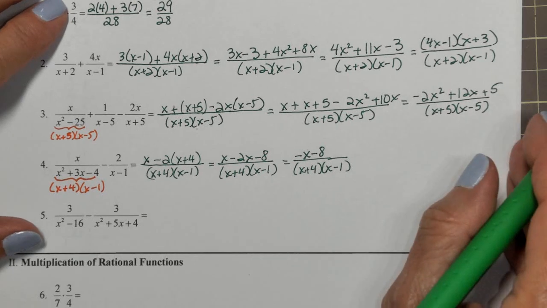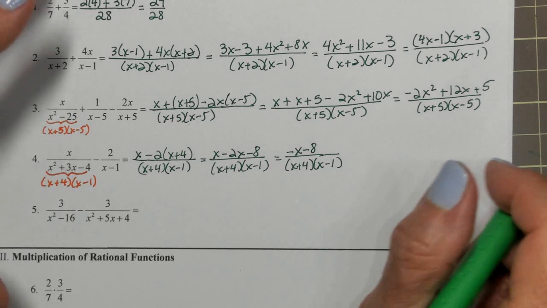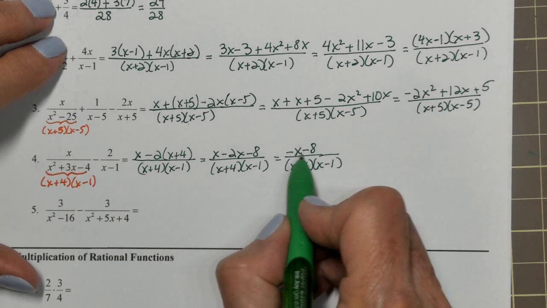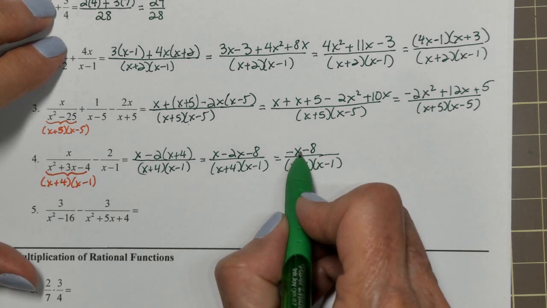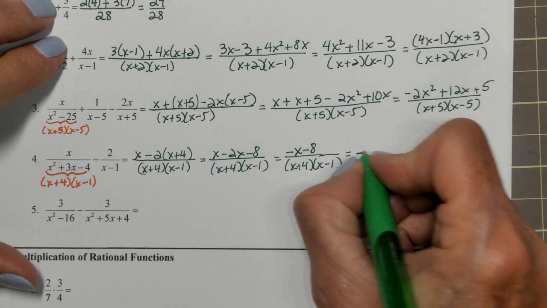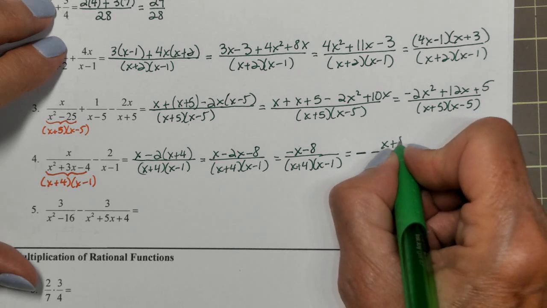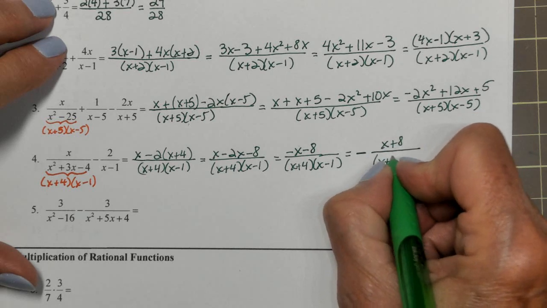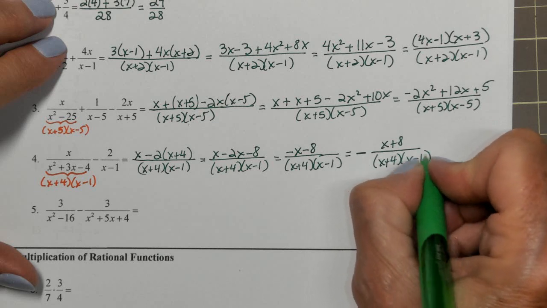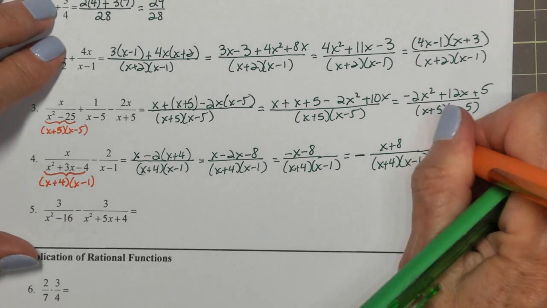I will tell you that on an AP multiple choice problem, they would factor out a negative 1 from the numerator, and they would put that negative out in front of the entire fraction. So their AP multiple choice correct answer would be this. Okay? So a little note on that.